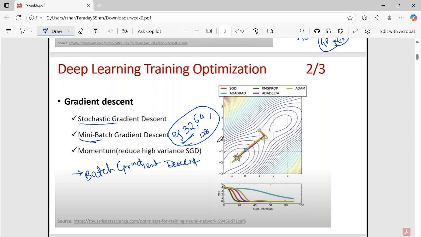So we can use batch gradient descent when we have a very small dataset. Next, SGD we can use in online learning or with larger datasets, and mini batch is commonly used in most deep learning applications.